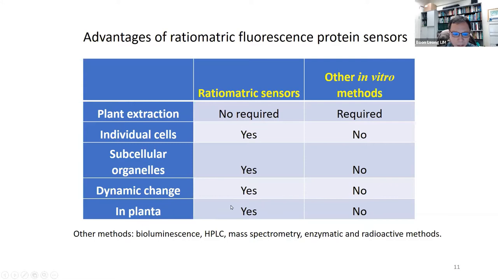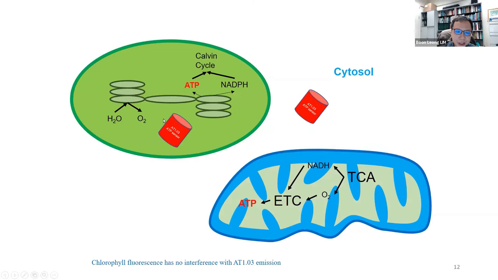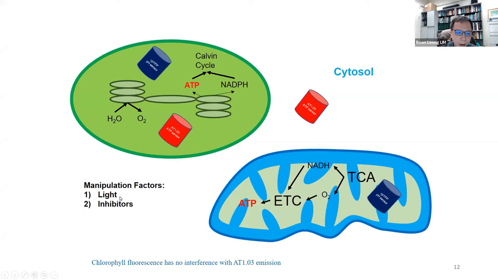Whereas other in vitro methods like bioluminescence, HPLC, and mass spec all require plant extraction, and then you cannot look at individual cells or subcellular organelles. We introduced the ATP sensors into the stroma and cytosol, and we failed to introduce it into the mitochondrion, maybe because the mitochondrion was too small. But we can introduce the pH sensors into the stroma and the mitochondrial matrix. Then we generated transgenic plants and manipulated them by illumination and various inhibitors.